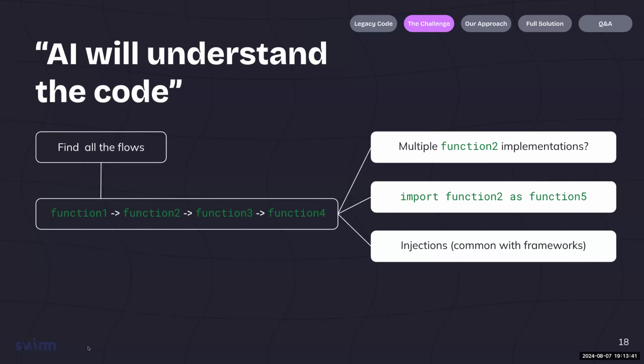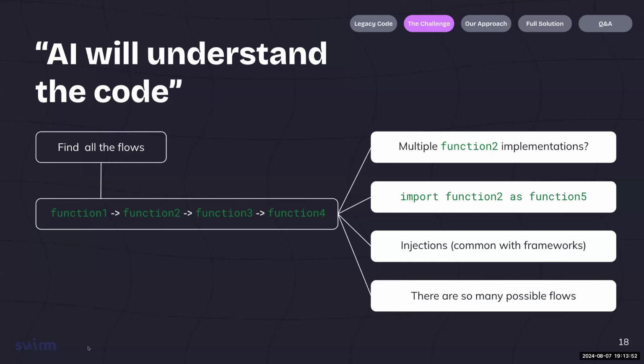Then there are sometimes injections where you know which function you're calling just on runtime dynamically. This is very common with frameworks such as Spring. And in addition to that, there are so many possible flows that if you want to ask an LLM to do that, you would actually need to set many different queries, and each time try to focus on a particular part of the code base. And still, we found that LLMs had a really hard time tracing flows because of these really hard problems.